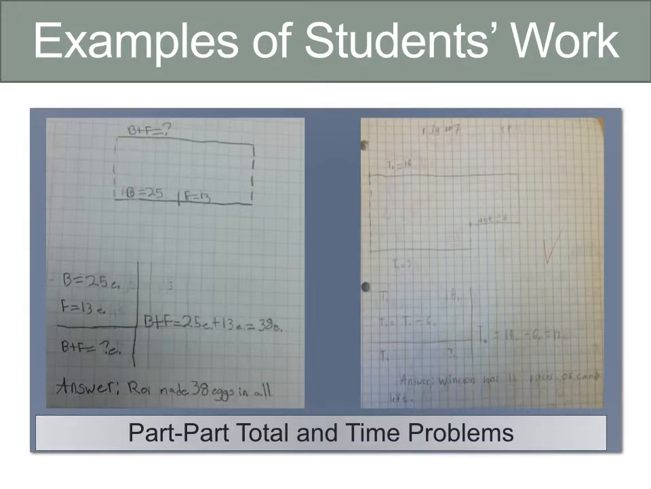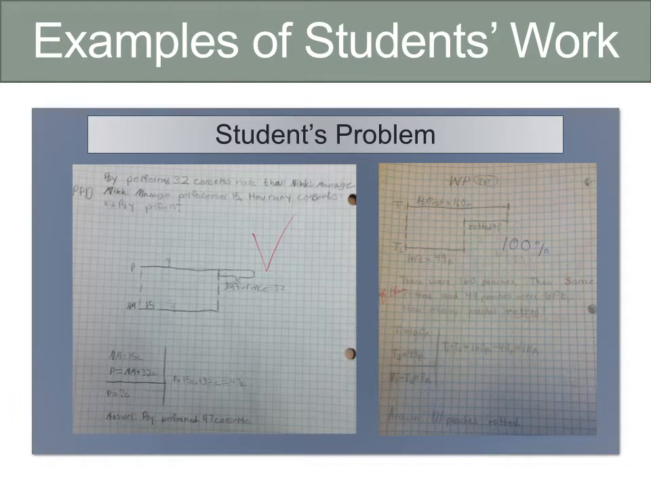These are part-part total and time problems solved by students of second grade. These are part-part difference and time problems written by Vygotskiy students. The homework was to create and solve a part-part difference problem that involves addition and a time problem where what happened with the value is unknown.